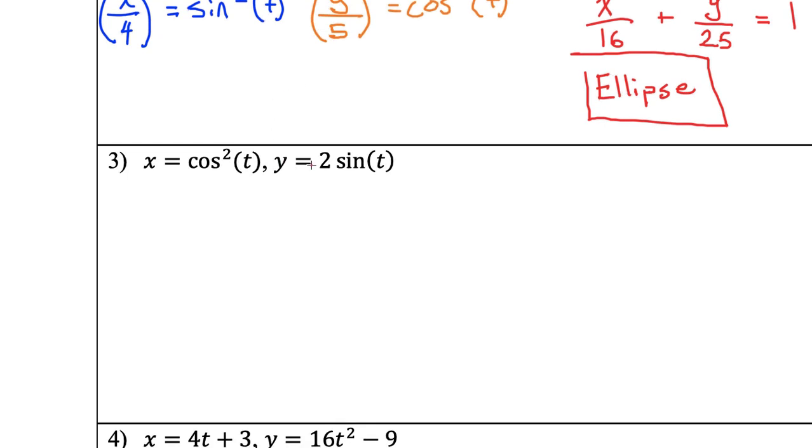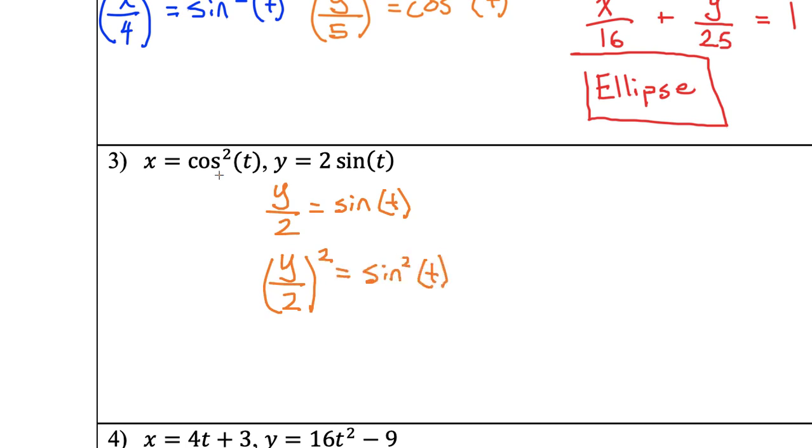So let's try getting the same type of theorem set up. I already have cosine squared isolated. I need to get this y isolated though. So I'm going to divide both sides by 2. So y divided by 2 is equal to sine of t. And then I'm going to square both sides and I'm going to get y over 2 quantity squared is equal to sine squared of t. Okay, perfect. So I have a cosine squared of t and a sine squared of t.